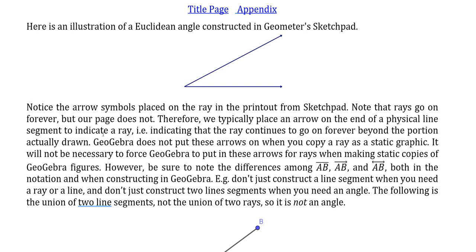Be sure to notice the differences among these three things right here. AB with this is a line segment. This one here is a ray with the endpoint A. This is the full line going through A and B. And contrast that with just AB, which is a distance, it's a number. So, in other words, don't just construct a line segment, say in a homework task, when you need a ray or a line, and don't construct two line segments when you need an angle.